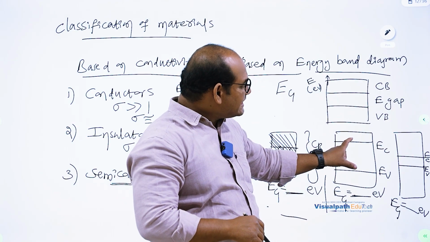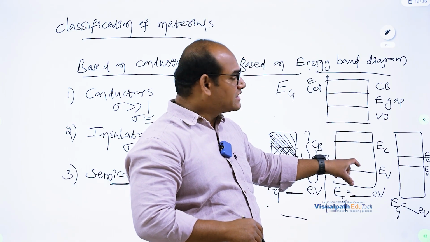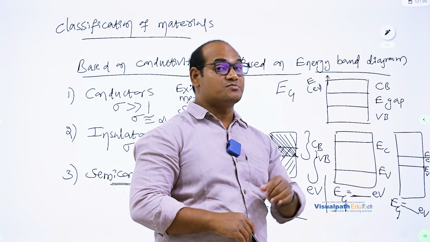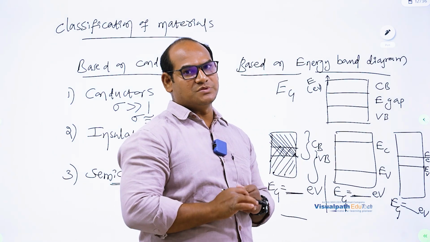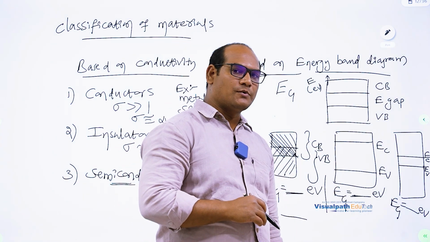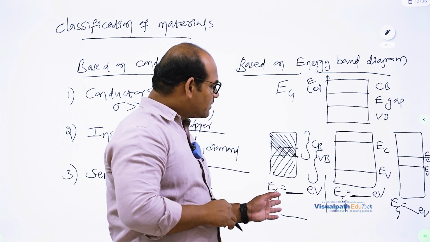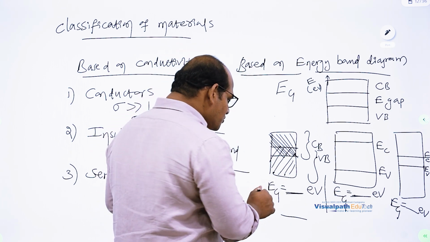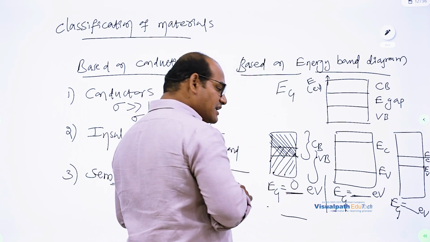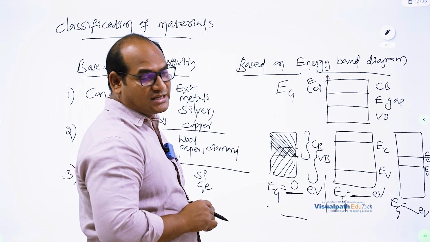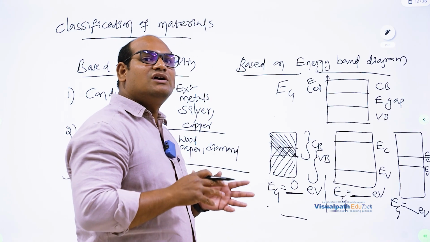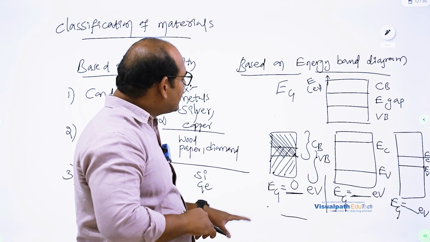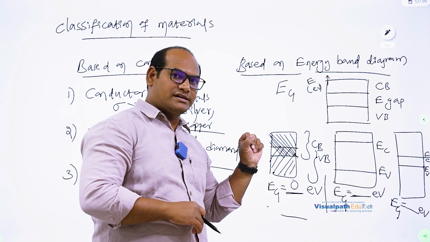The gap between EC and EV is large here. The gap between EC and EV is somewhat smaller here. That is what we need to observe, and we need to comment on the energy gap only in electron volts. What about here? Both are overlapped. That means there is no energy gap. There is no energy gap in the case of the conductor, so Eg is equal to 0 electron volts. Then we can tell that the material is a conductor.